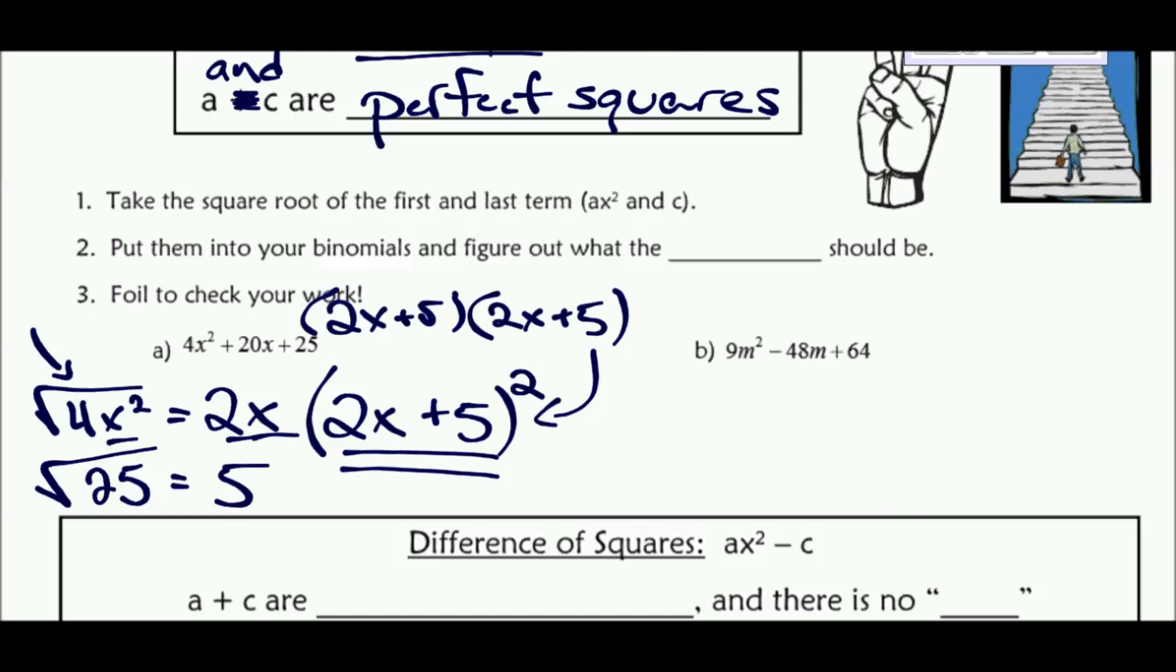This one's kind of the same, except the sign's going to be different. That's going to come from multiplying this out. 2x times 5 and 2x times 5. Those both give us 10x. 10x plus 10x gives us that another 10x.